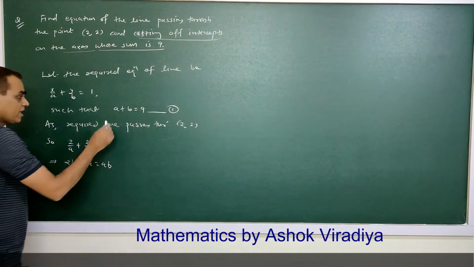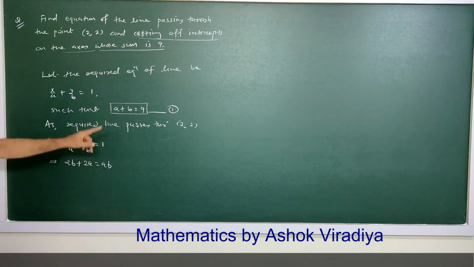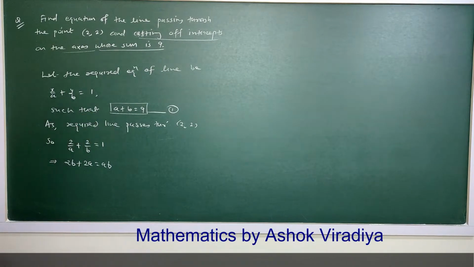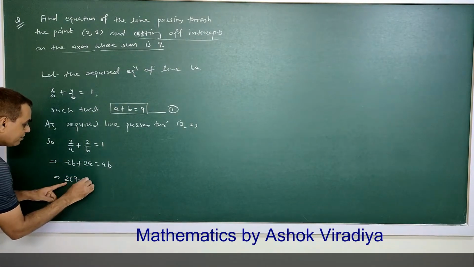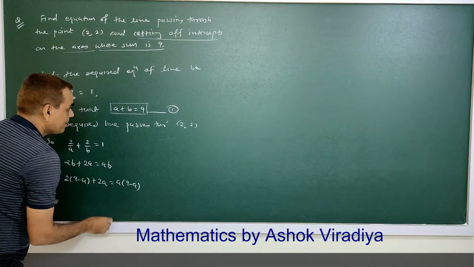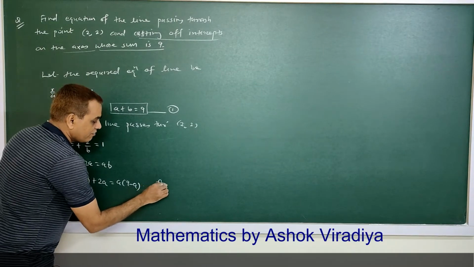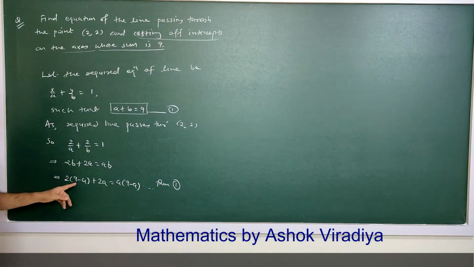Now we use this relation. A plus b is 9. So b is 9 minus a. So I am putting here b equal to 9 minus a. So from 1, this is the result, with the value of b as 9 minus a.